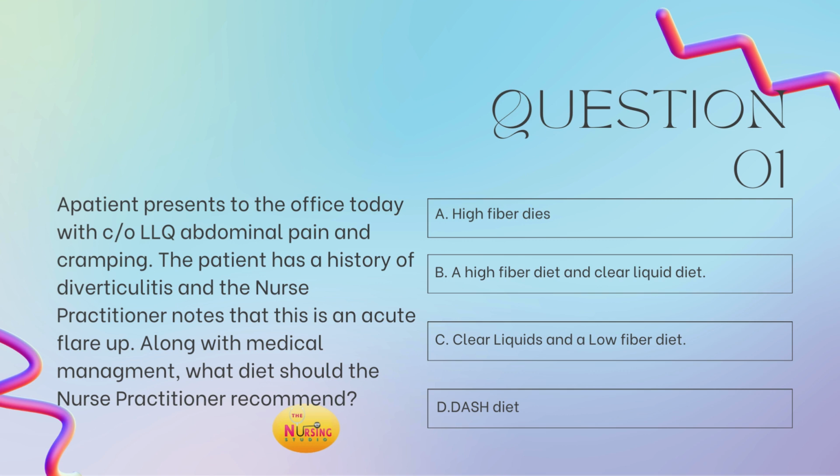Question number one states, a patient presents to the office today with complaints of left lower quadrant abdominal pain and cramping. The patient has a history of diverticulitis, and the nurse practitioner notes that this is an acute flare-up. Along with medical management, what diet should the nurse practitioner recommend? A, a high fiber diet, B, a high fiber diet and clear liquid diet, C, clear liquids and a low fiber diet, or D, the DASH diet? Take a moment and tell me what you got in the comments.